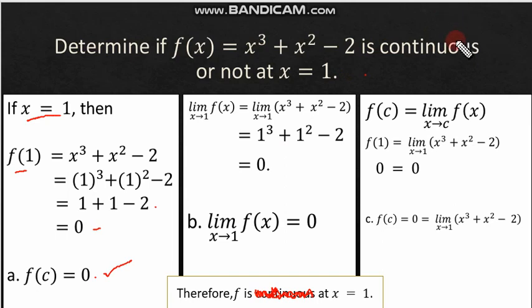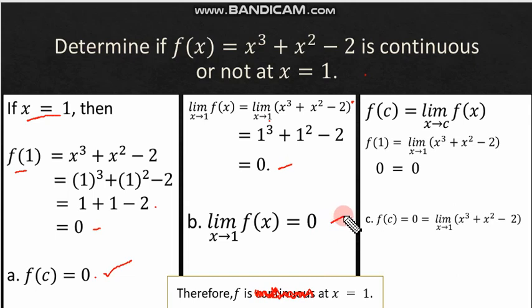Next, the limit should exist. So the limit of f of x as x approaches 1. We will use theorem number 2 of the limit theorems. Limit of x cubed plus x squared minus 2 as x approaches 1. We will plug the value of 1 into all values of x. So that's 1 cubed plus 1 squared minus 2. That's equal to 0. So the limit of the function as x approaches 1 also exists, which is equal to 0.